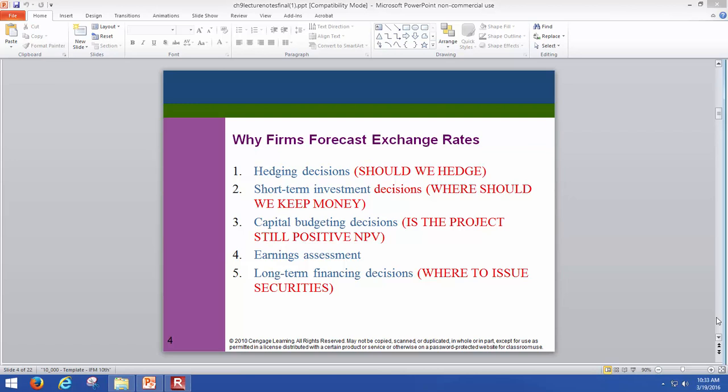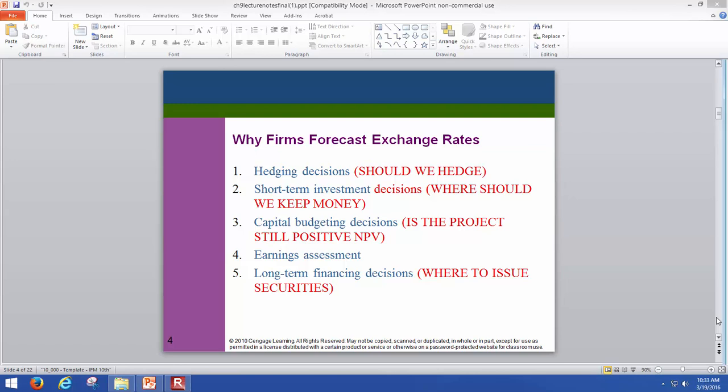The fourth one is earnings assessment. Every quarter, firms have to have an assessment regarding their earnings. They need to have some forecast, and in this case, if you have a lot of operations outside the US, it becomes very important to forecast exchange rates.